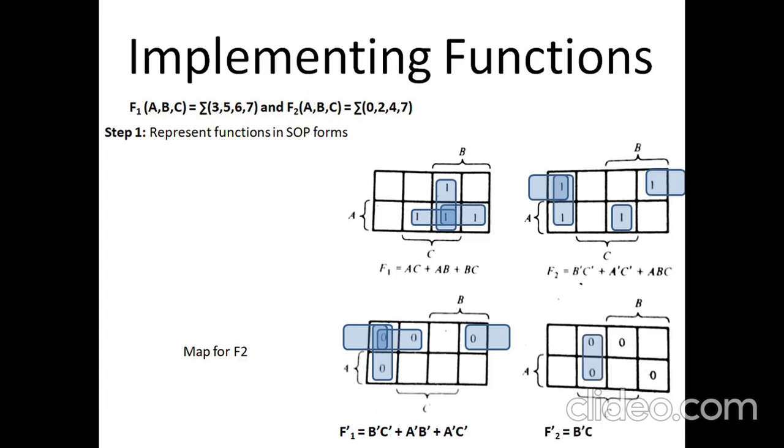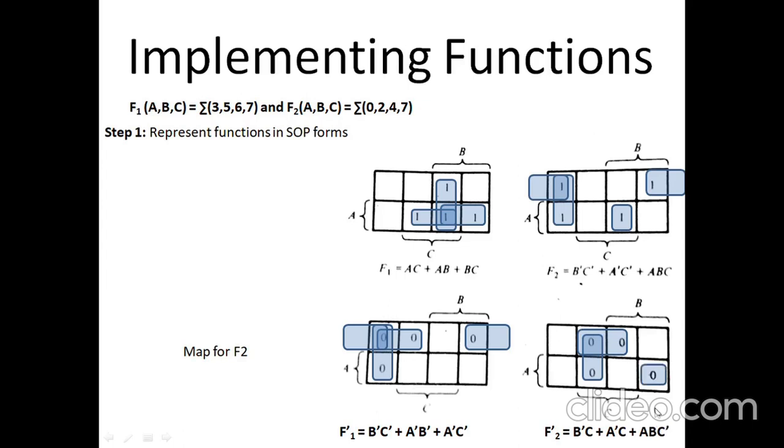Here is the first group, and the product term for this group is B prime and C. So B prime and C covers all the squares of this group. So the first product term of f2 prime is B prime C for this group. Next, we have a group of 2 squares here, and the product term for this group is A prime, because A prime covers all the squares of this group, and C. So A prime C is the product term for this group.